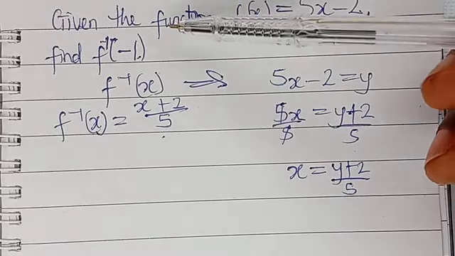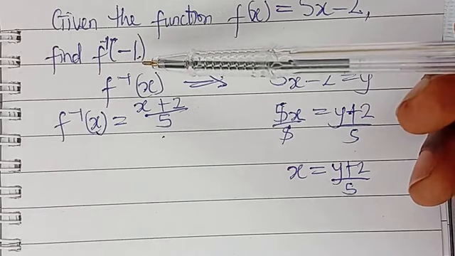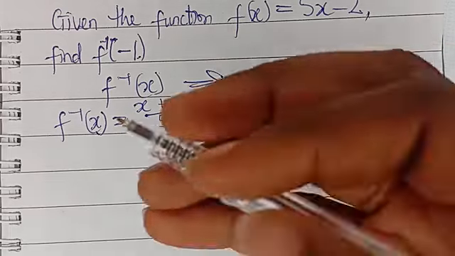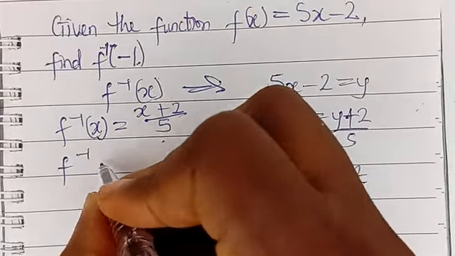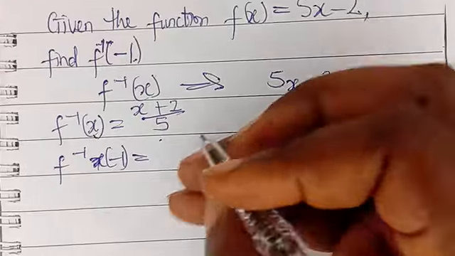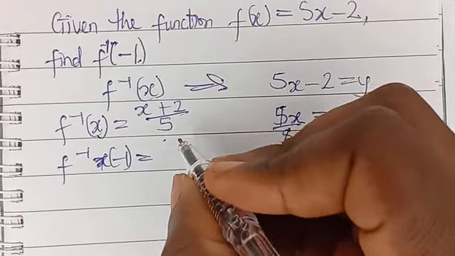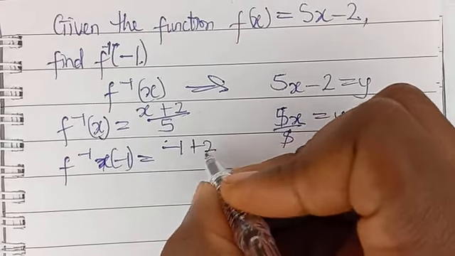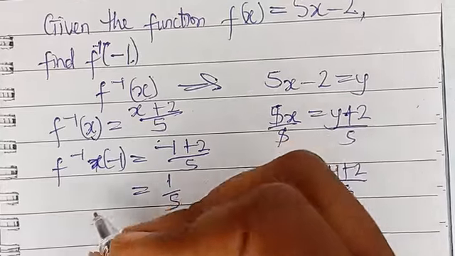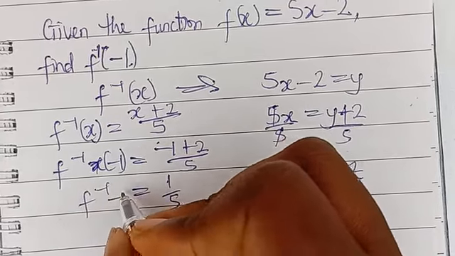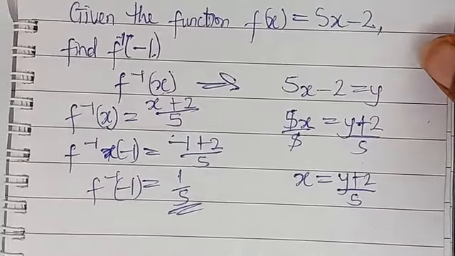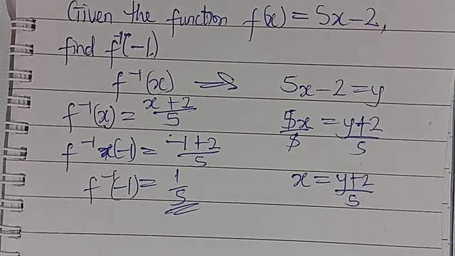But that's not the end of the question. The question says that we should find the inverse of f of minus 1. So for every x, we change it to minus 1. Minus 1 plus 2 is 1 over 5. So the inverse of minus 1 is equal to 1 over 5. And with this, we are done with this question. You see, it's easy, right?